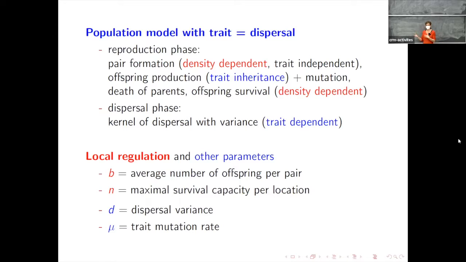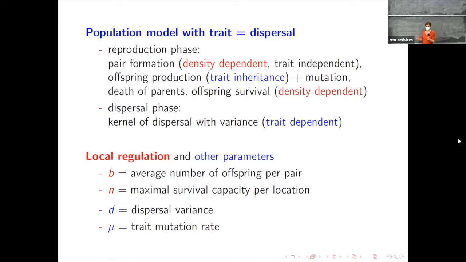Then you can introduce mutation, so individuals can trade up traits or trade down traits, followed by death of parents and offspring survival. The offspring survival is where you can put in a capacity and get the usual sort of competition regulation into your equation. And then you have a dispersal phase where all of the individuals that have been reproduced just disperse in various parts of space, using a kernel that has a certain value for the parameter that you think of as dispersal variance.